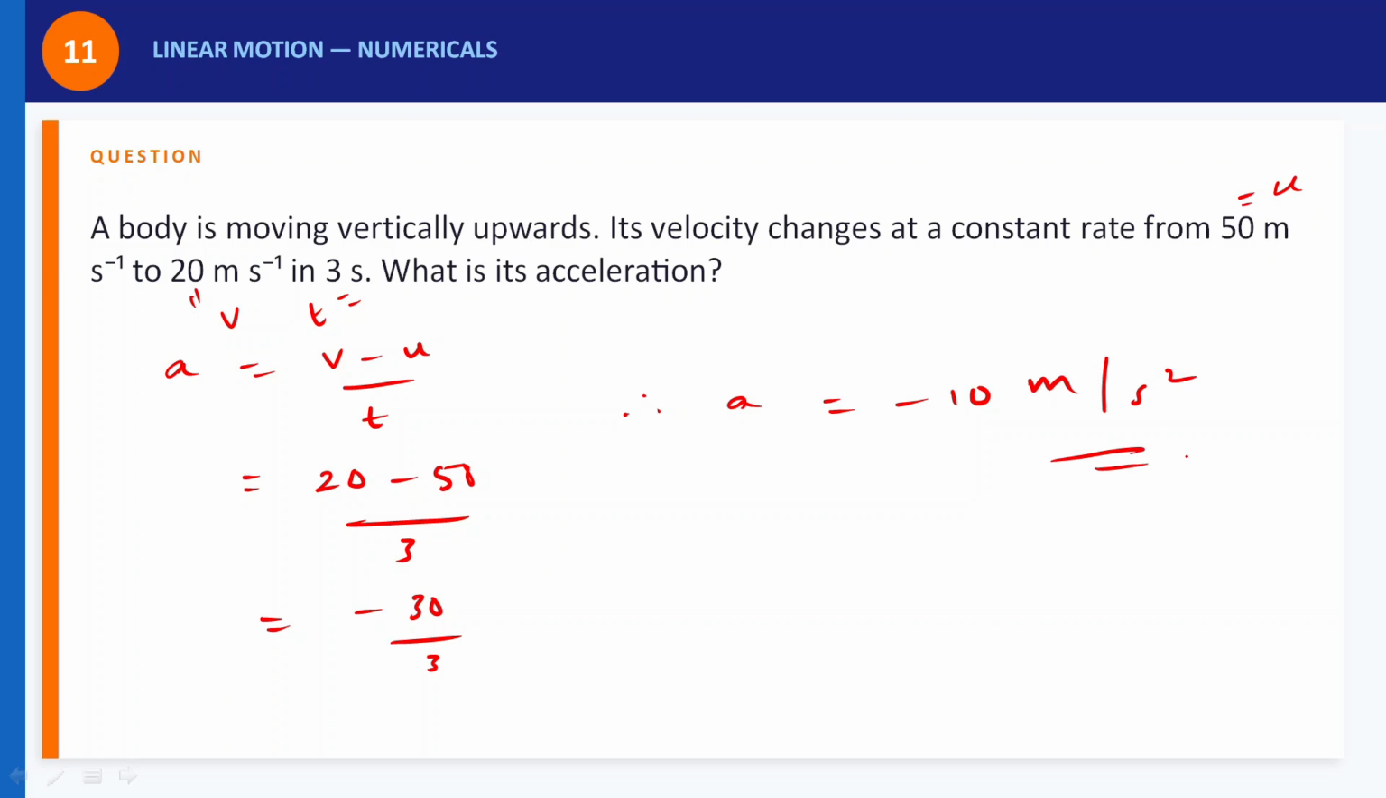So a body is projected vertically upward. Direction of motion is opposite to the acceleration due to gravity. So the velocity is gradually decreasing.